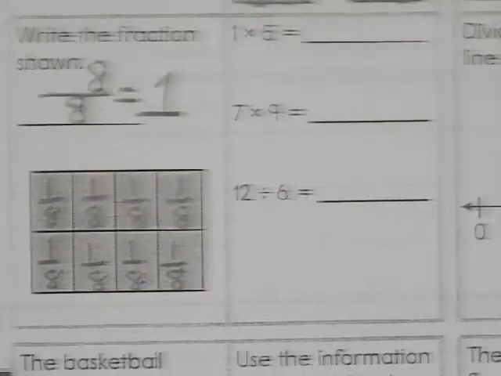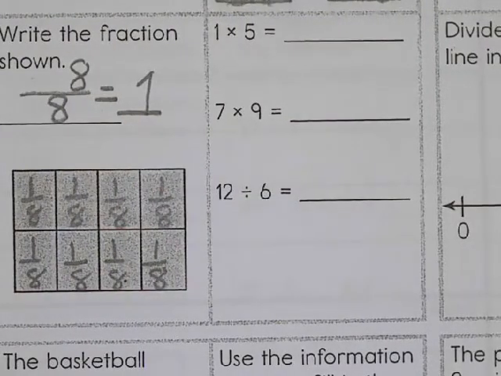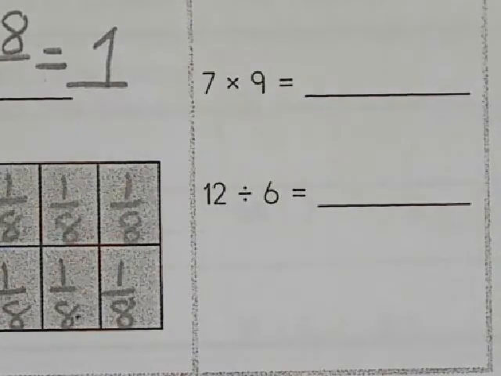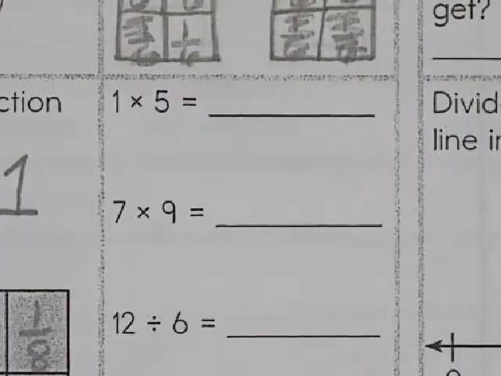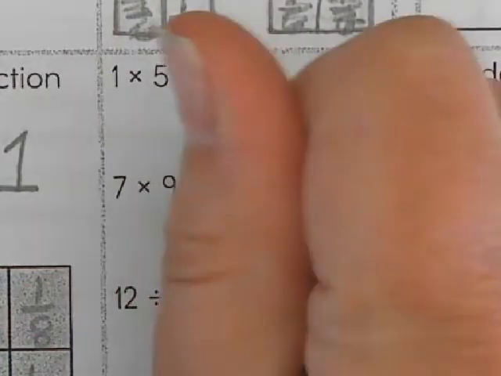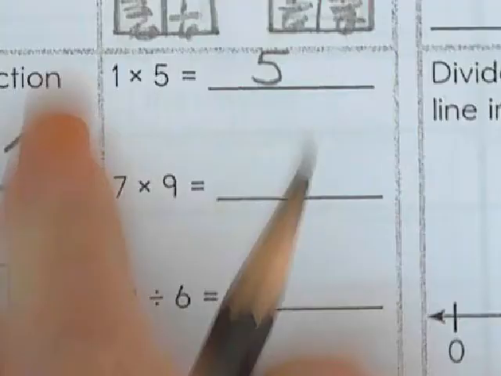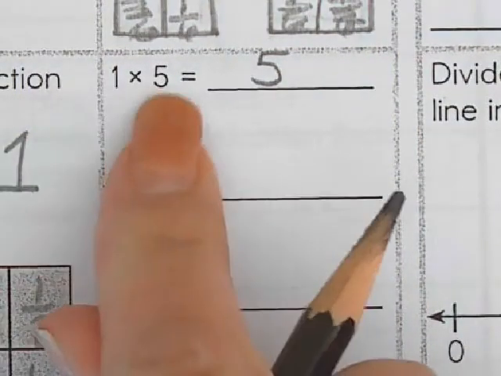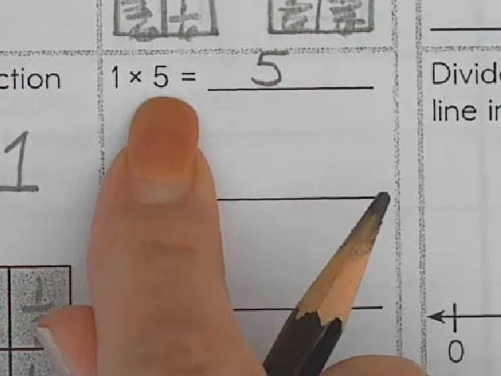Let's look at our equations here. If we zoom in, we have one group of 5. One group of 5, or 1 times 5, is going to give us a product of 5. The first factor tells us our groups, and the second factor tells us how many are in each group.